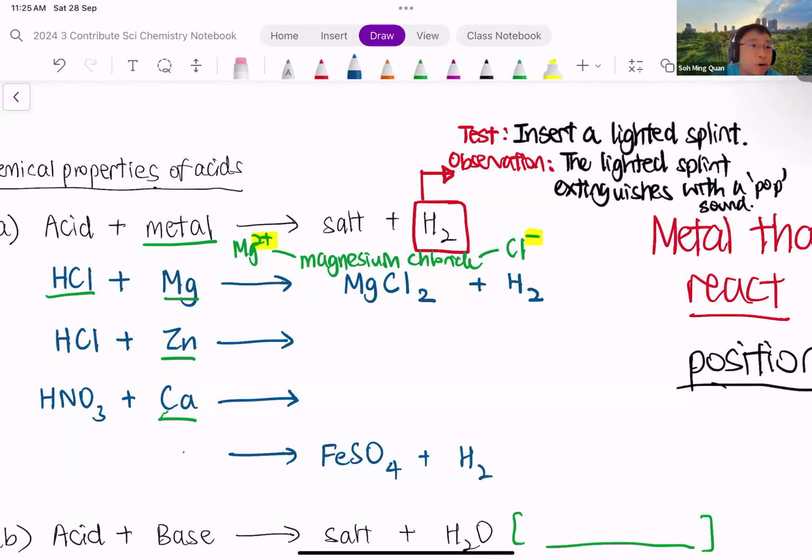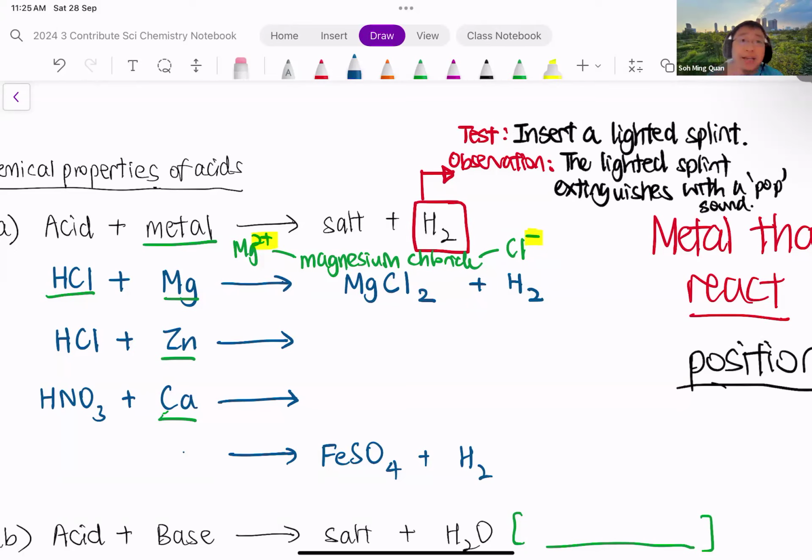Do not assume that it will just be 1 magnesium, 1 chlorine, because it is important to get the formula MgCl2 correct. Because if the formula is not correct, the entire equation is equivalent to wrong. Okay, so now that you have written MgCl2 correctly, the next step is to balance the equation. What does it mean to balance the equation?